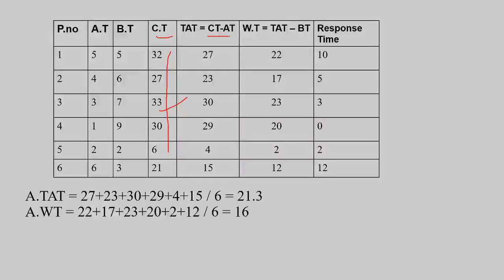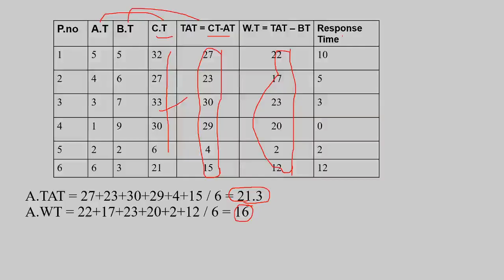So find out the turnaround time, completion time minus arrival time. We'll get these values. Find out the waiting time, turnaround time minus burst time. You will get these values. So find out the average turnaround time by calculating this. You will get here 21.3. Find out the average waiting time by adding this. You will get here 16.